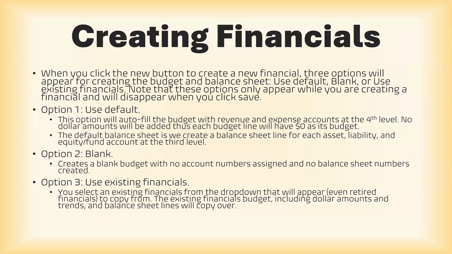So option 1 is use default. This option will autofill the budget with revenue and expense accounts at the 4th level. No dollar amounts will be added, thus each budget line will in fact be 0, but it autofills all your accounts at the 4th level. So if you have a 4-level account that has a revenue at the 7th level, you'll see that on the revenue side. And if you have an account that has an expense account at the 7th level, you'll see it on the expense side. The default balance sheet lines we create for each asset, liability, and equity fund balance at the 3rd level. That one is the 3rd level, not the 4th level. So we auto create those balance sheet lines based on the account number and account name.